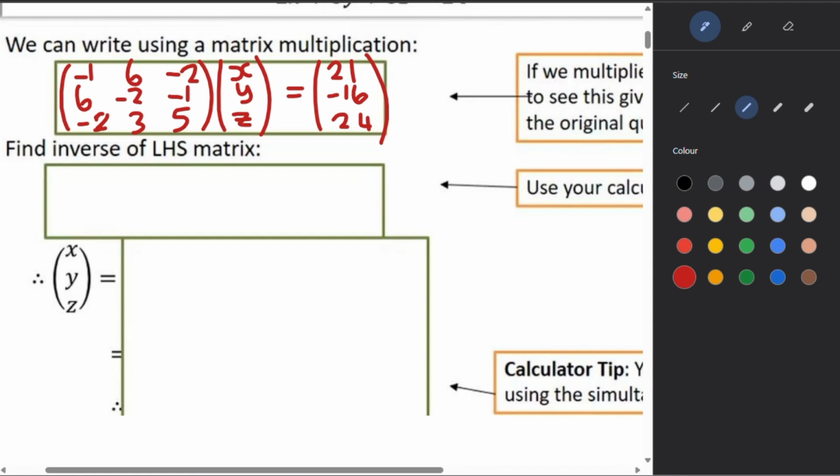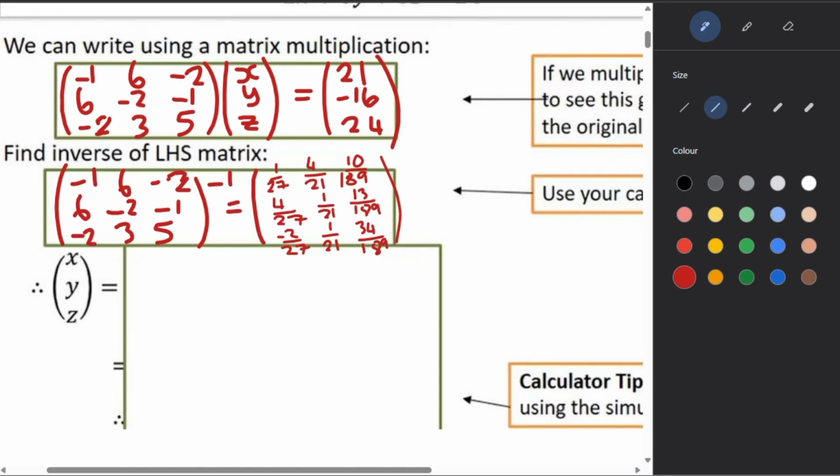Just to make it super clear, I want this, and you would be expected to use your calculator. I know you should be able to find the inverse of a matrix without a calculator, because you could be asked algebraically to do it. It could have algebra terms in it, but you should be able to do this on your calculator. So I'm just going to do that right now. When I do that on my calculator, I get that lovely thing there.